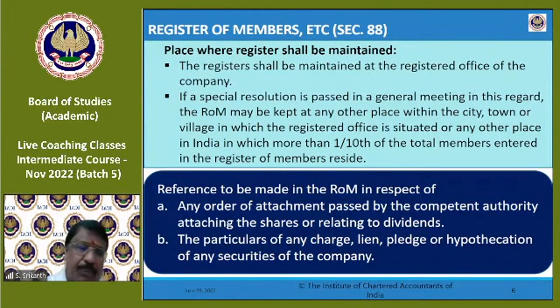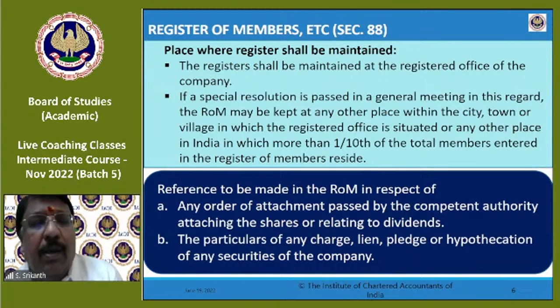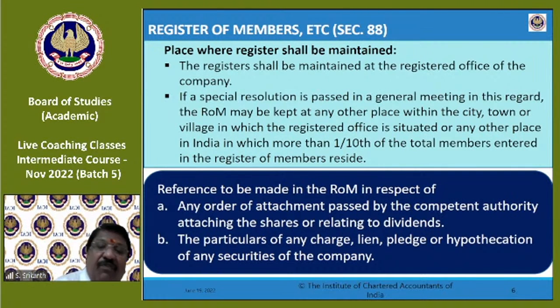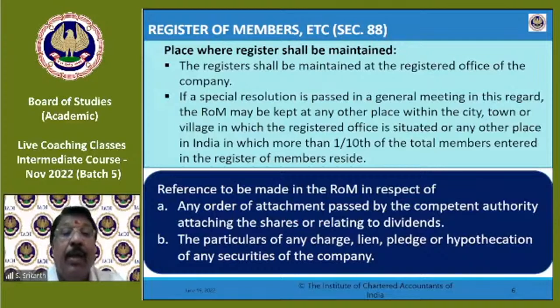That's all, okay? Now, reference to be made in the register of members in respect of any order of attachment passed by the competent authority attaching the shares or relating to dividends. The particulars of any charge, lien. Do you remember when there is a lien? When the fellow is owing money to the company, the company can create a lien on the shares, in which case he cannot exercise his voting right. Now, if there is any charge or lien or pledge or hypothecation, or if any order of attachment has been passed by any competent authority, that has to be noted in the register of members. In that folio, you have to clearly mention.